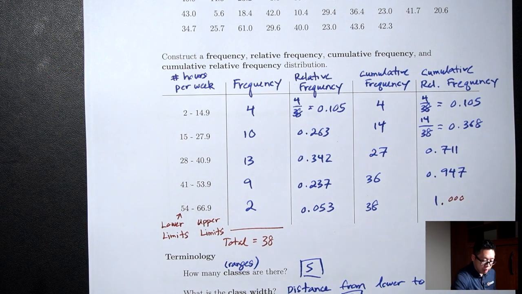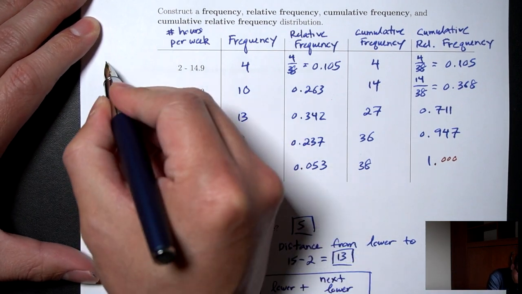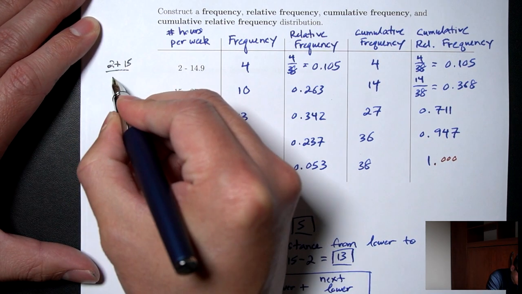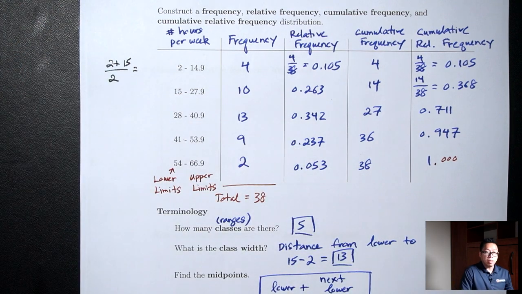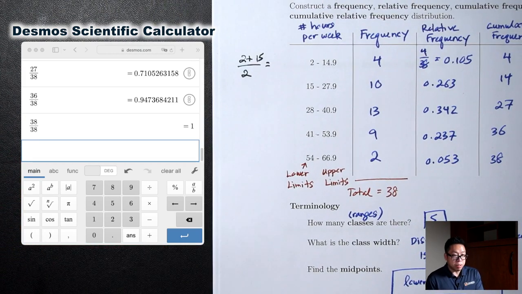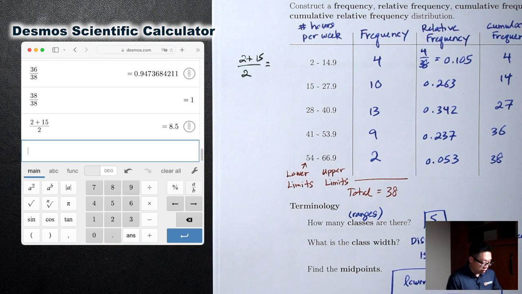The first one, lower plus next lower divided by 2. Okay, so that means I'm going to do lower, so 2, plus the next lower, 15, divided by 2. All right, let me take out my calculator. I recommend using the decimal scientific calculator because you can just type it in exactly like you see it here. So I'm going to type in the fraction. There's a fraction button in the right-hand side here. Fraction up top, 2 plus 15, and the bottom, 2. Type it in exactly like you see here, and I get 8.5.